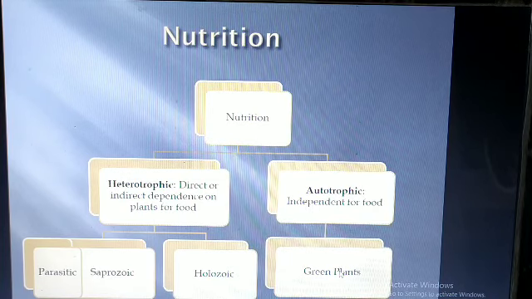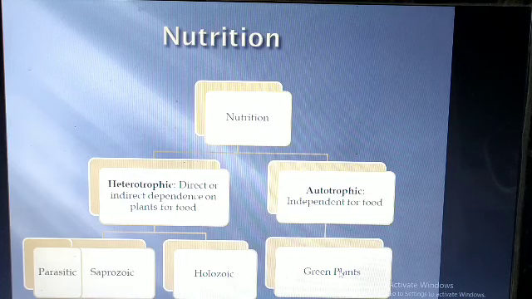On the other hand, in heterotrophic nutrition, they are directly or indirectly dependent, but it is based on how they take food: whether they take solid food or liquid food, or take it from living things or from non-living things. These are the factors that help us to classify heterotrophic living organisms into three categories. You can see that two categories are under the same branch, and one is distinctly shown in another branch.